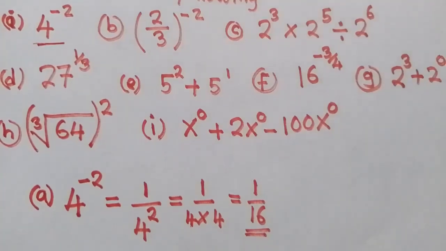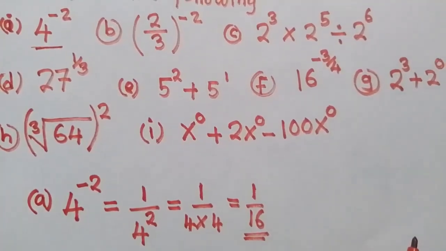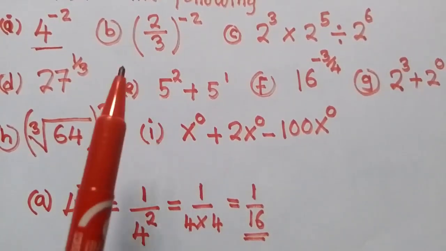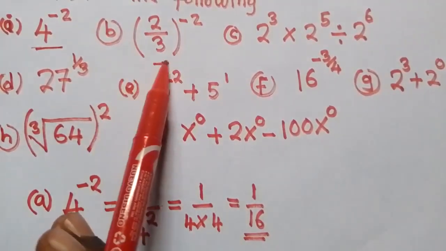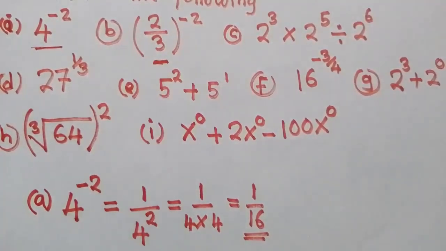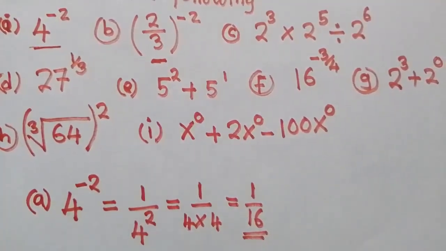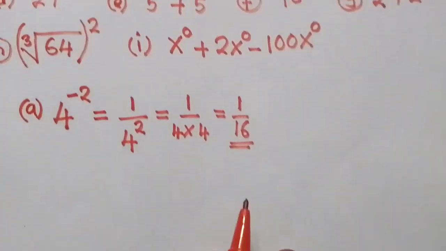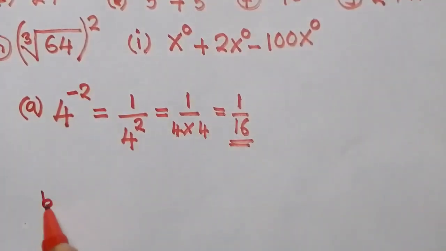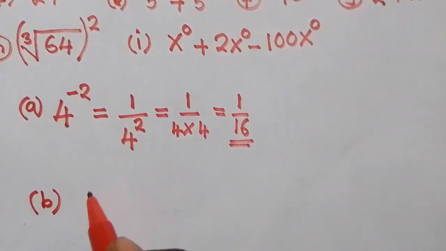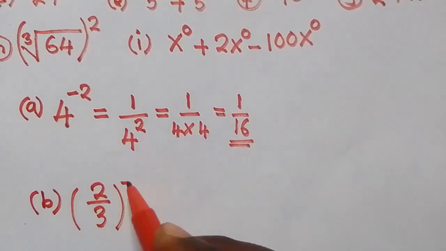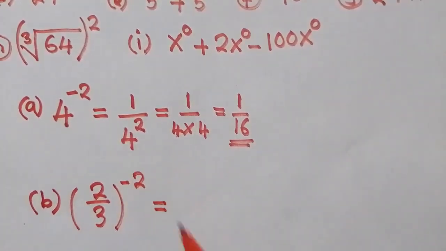Let us move to the other one. So let me help you with B. How is B? Have you seen 2 over 3 to the power negative 2? So I will also answer B, which is 2 over 3 to the power negative 2. So how can you answer this one? How can you go about that one?